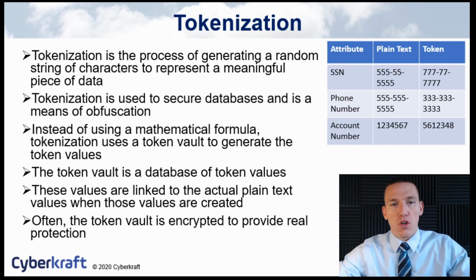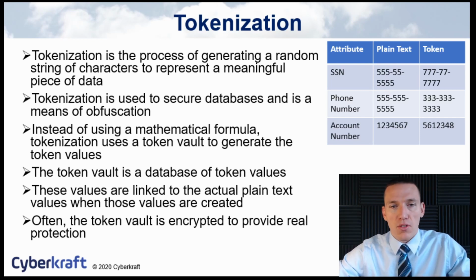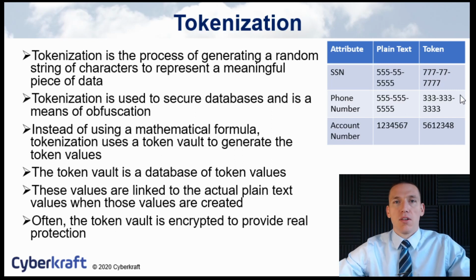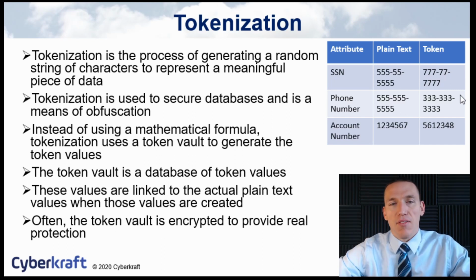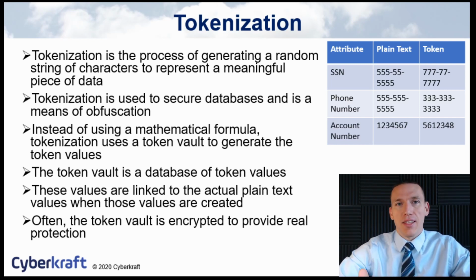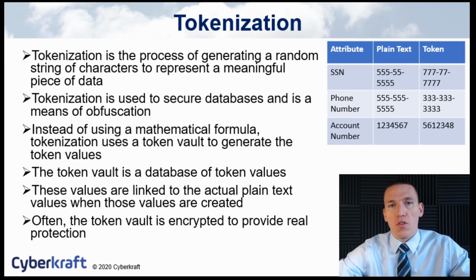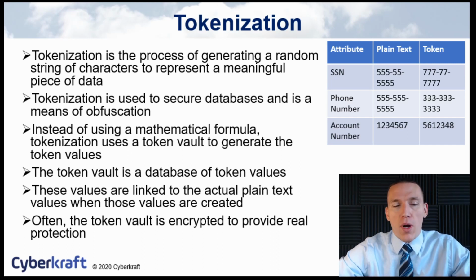So we have a social security number and it's entered. This is the plain text, the actual value. Tokenization, or the token vault, would associate a random string of characters, which would be represented here, and then display that instead of the actual social security number. This is a form of obfuscation in which people accessing the database would only see these tokens or representations, and only through the token vault can the actual value be derived.